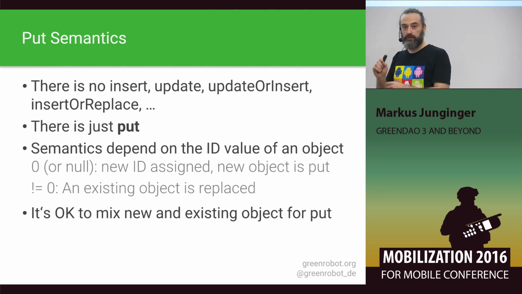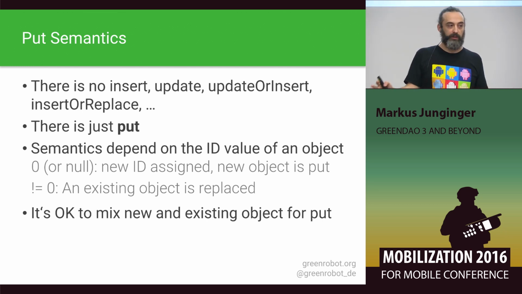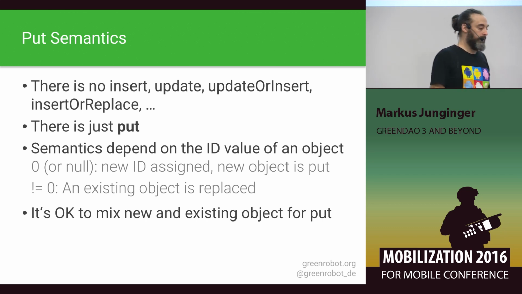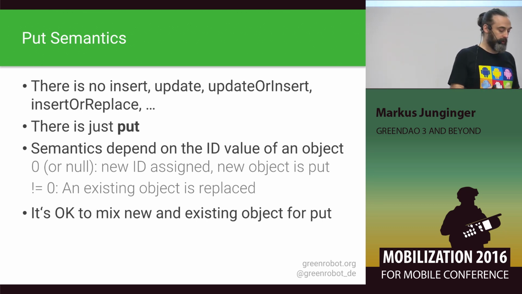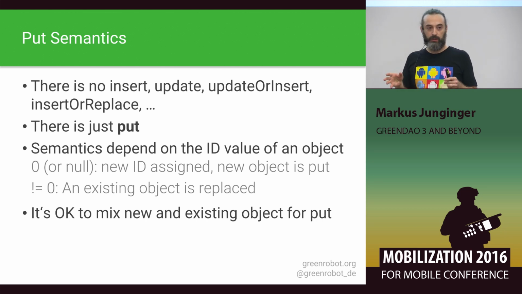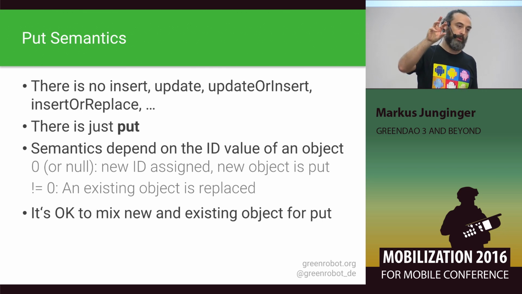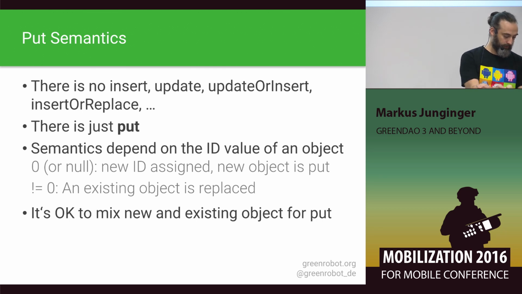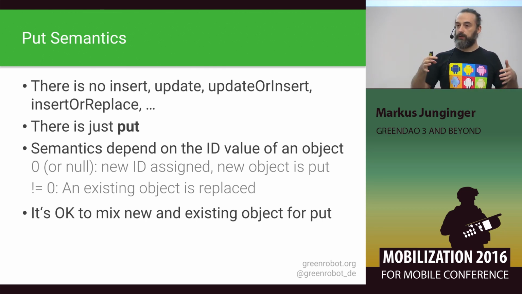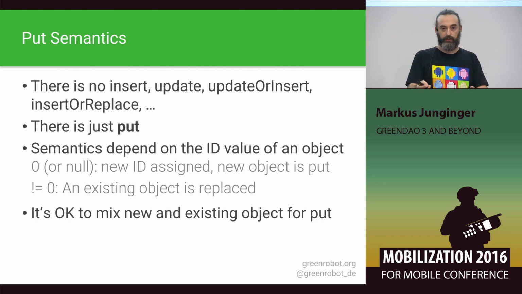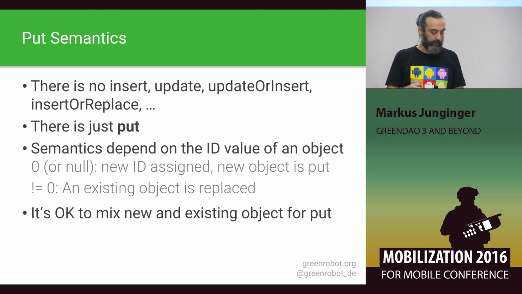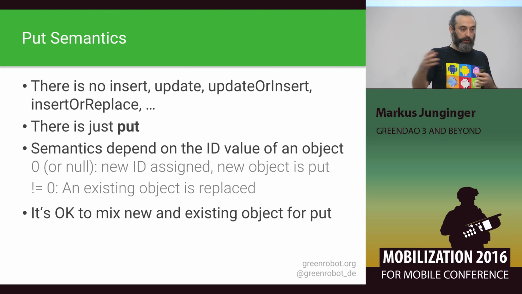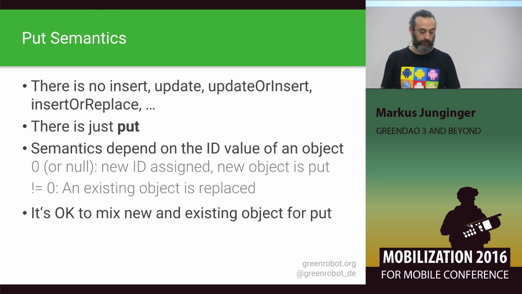And also, there's just put. There's no insert or update. You just always say put, okay? Internally, there's just one differentiation based on the ID. Is the ID 0? Then it's a new object. This is just important for indexing. And also, you can give a list of objects, and it doesn't even matter whether it's a new object or an old object. You just put it. Okay, so super simple.